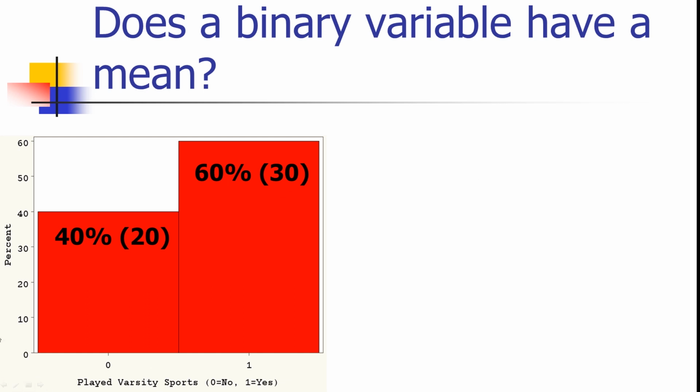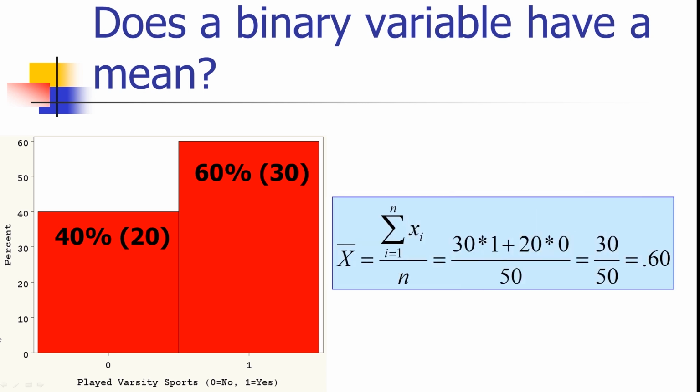Well, I've got 20 people who have a value of 0, 30 people who have a value of 1. So I'm just literally going to add up those 30 ones and those 20 zeros, which just gives me a value of 30. And I'm going to divide by the total number, which in this case is 50. So 30 divided by 50 gives me a value of 0.6. So notice that the average here is just the percentage of people who answered yes, the percentage of those who played varsity sports in high school. But you can calculate an average. It comes out to be 60%, 0.6 in this case.